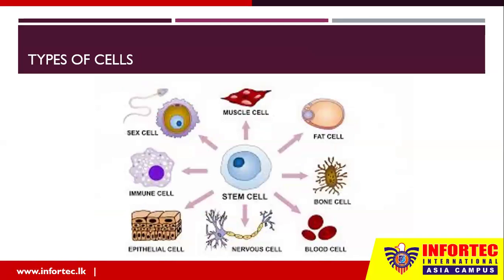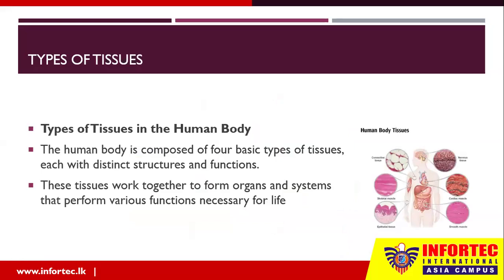Tell me, what are the types of cells that we can see in an organism? There are muscle cells, fat cells, bone cells, right? Blood cells, nervous cells, epithelial cells, immune cells, and gametes. It means male gametes as the sperm, and female gametes, the ovum, right? These cells originate from the stem cells in a human body. So these cells are organized as a group in order to perform a specific structure and function. Then this group of cells we refer to as the tissue, right?